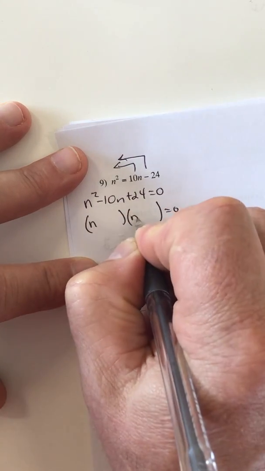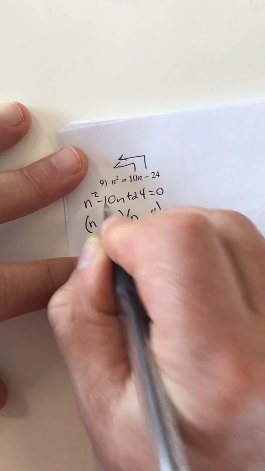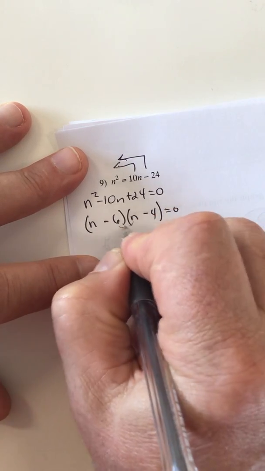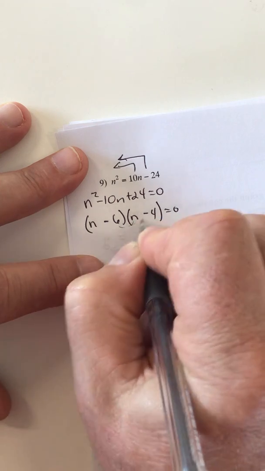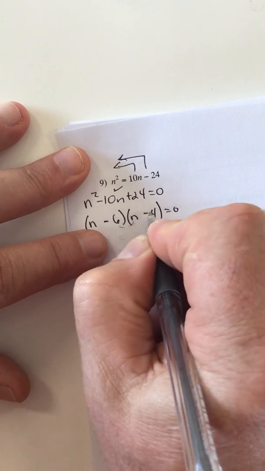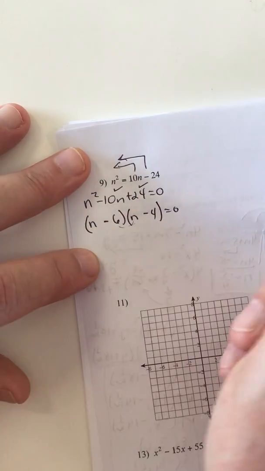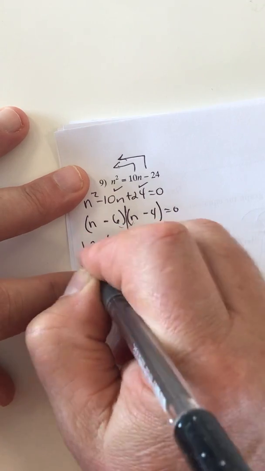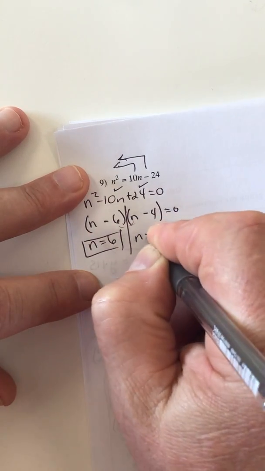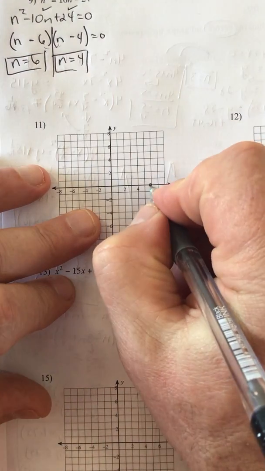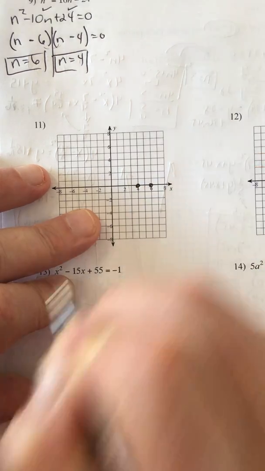So I have an n and an n, so 6 and 4 will add up to 10 as long as I make them both negative. So now here's the negative 6, and here's negative 4, and negative 6 and negative 4 make negative 10, and negative 6 times negative 4 is positive 24. So here's the 2 zeros. N equals 6 is one of them, and n equals positive 4 is the other one. So 6 and 4 is where this one is crossing.